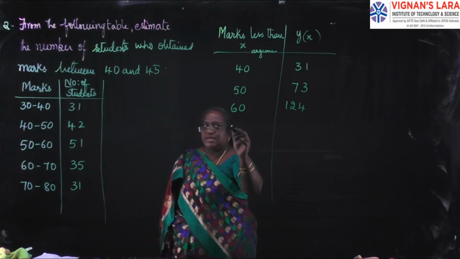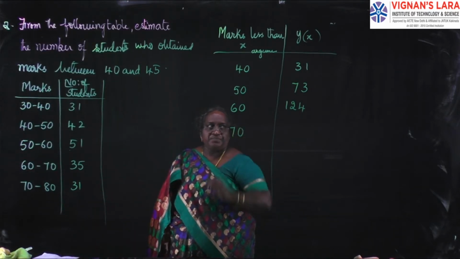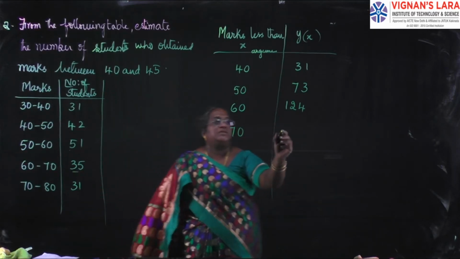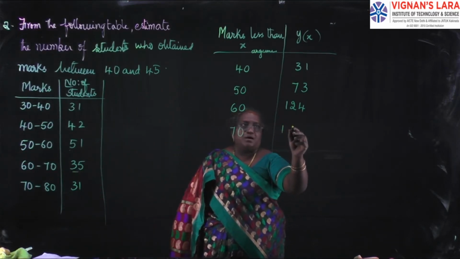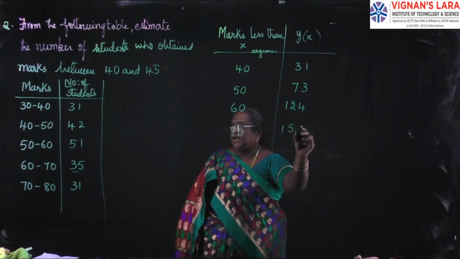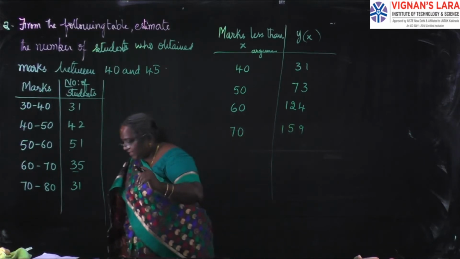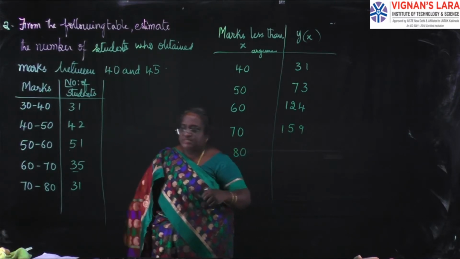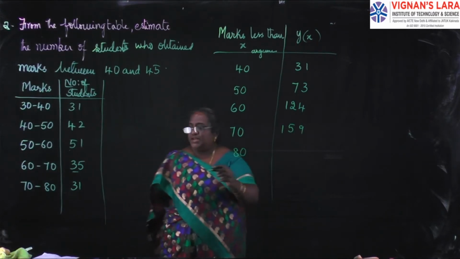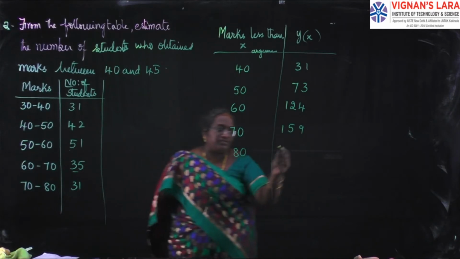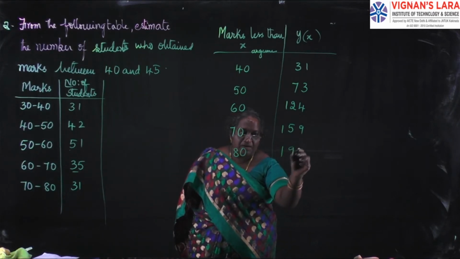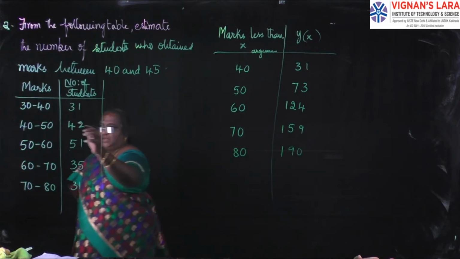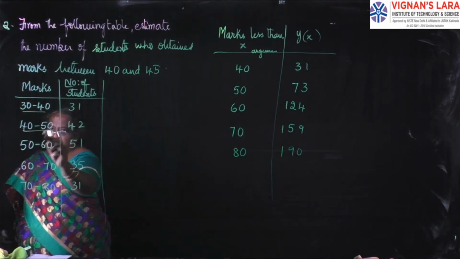Next, marks less than 70. This is 124 plus 35. How much do we get? 159. Next, marks less than 80 is 159 plus 31, which is 190. This is how we have to prepare the table when the data is given in terms of intervals like this.